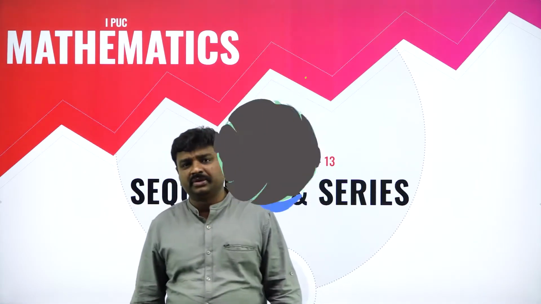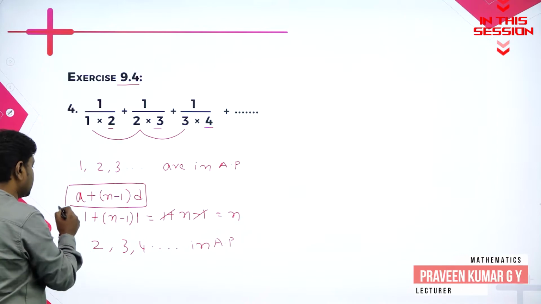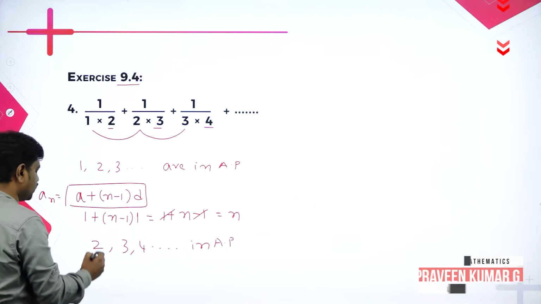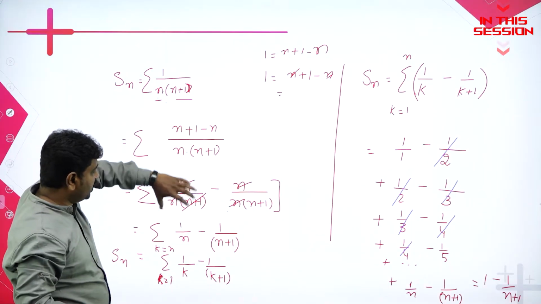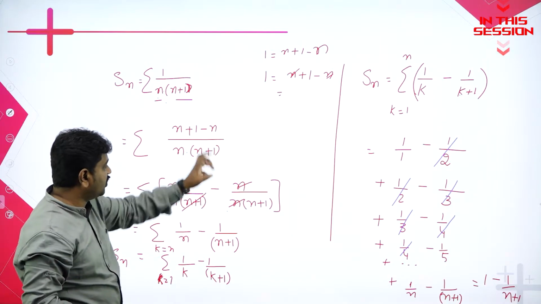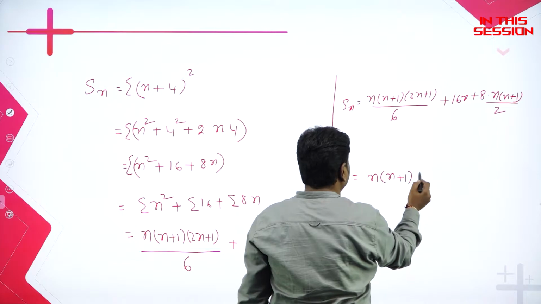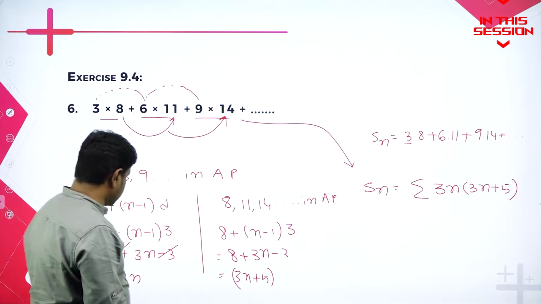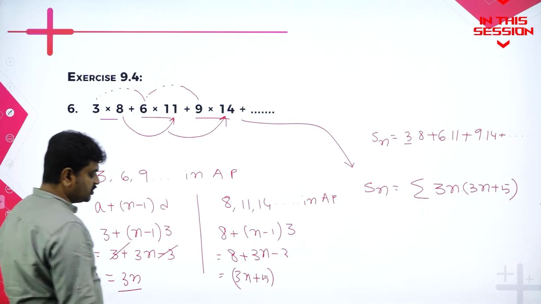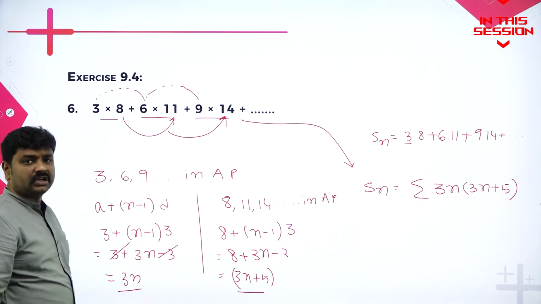Today we'll go ahead with the problems of sequence and series. I use the formula a plus an is equal to what? A plus n minus 1 into d. And group it, n plus 1 divided by the denominator minus in between n by denominator. I'll write the first term as n into n plus 1 into 2n plus 1 by 6. The first term general term is 3n and the second term general term is 3n plus 5. Now we'll do summation.